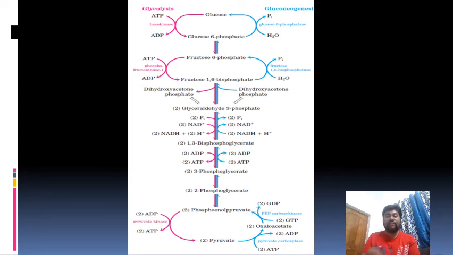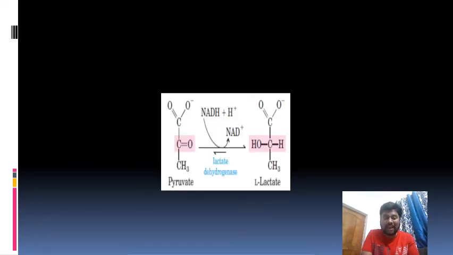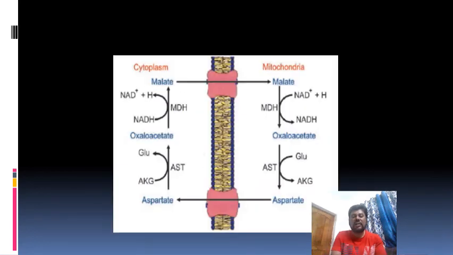But if the source for gluconeogenesis is lactate, then during the conversion of lactate to pyruvate itself, one NADH molecule will be formed. So we don't need one more NADH molecule from the shuttle pathway. Under such circumstances, it will come out as aspartic acid. So if glucose is synthesized from lactate, the oxaloacetate will use the aspartic acid pathway, whereas for the other substrates it will use the malate pathway. In short, oxaloacetate uses the malate aspartate shuttle to come out of the mitochondria.